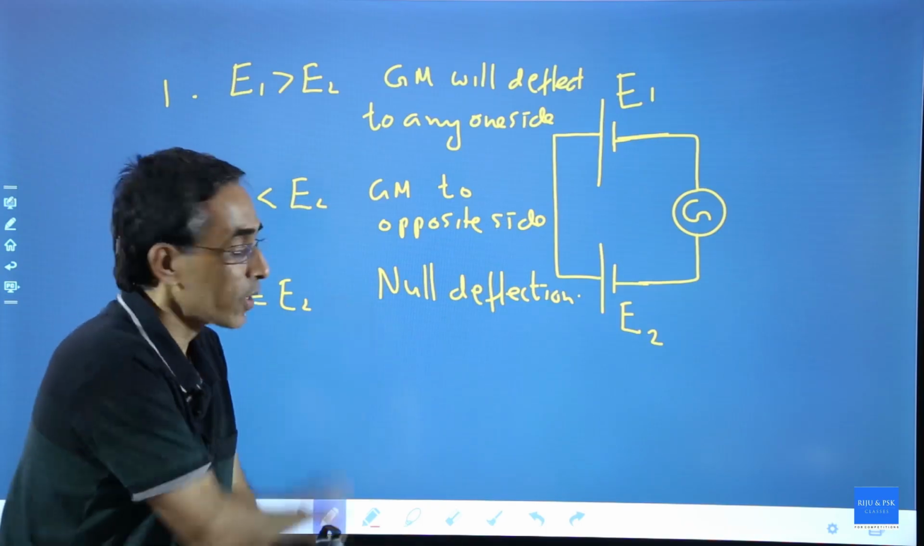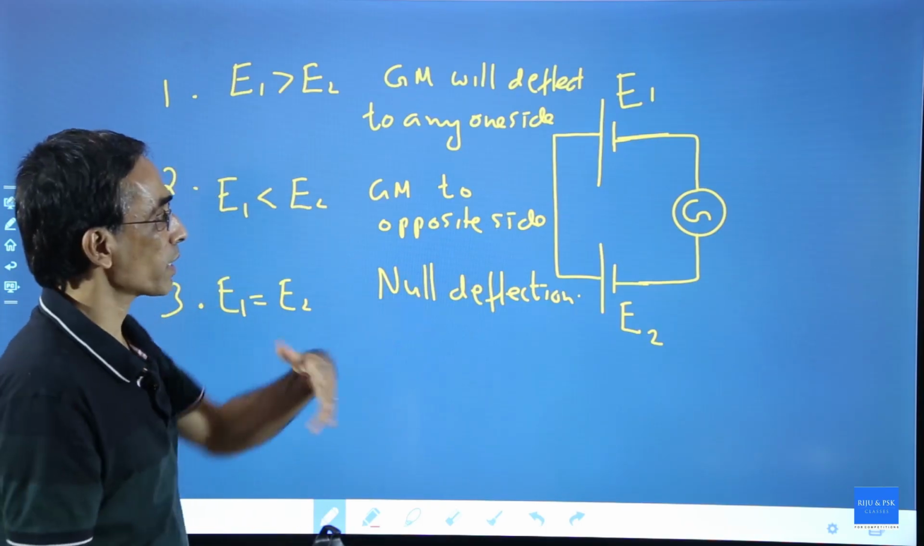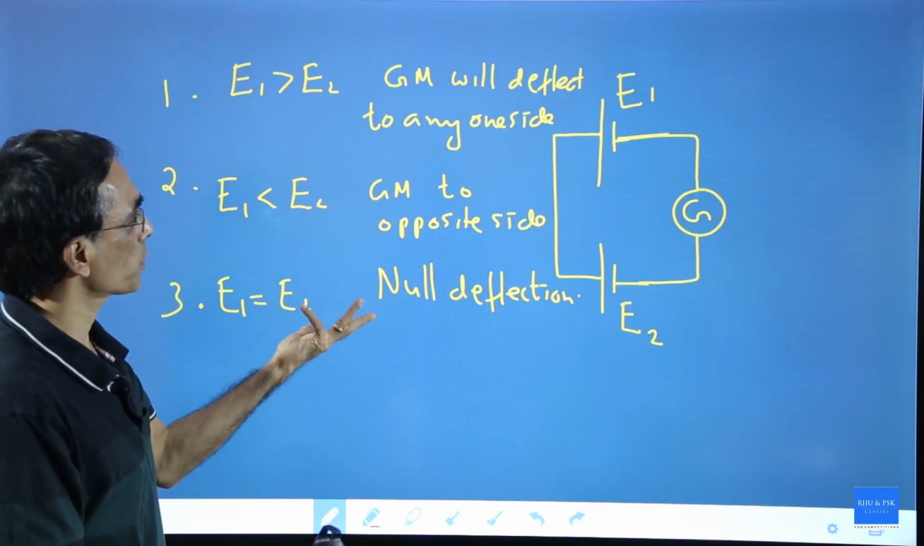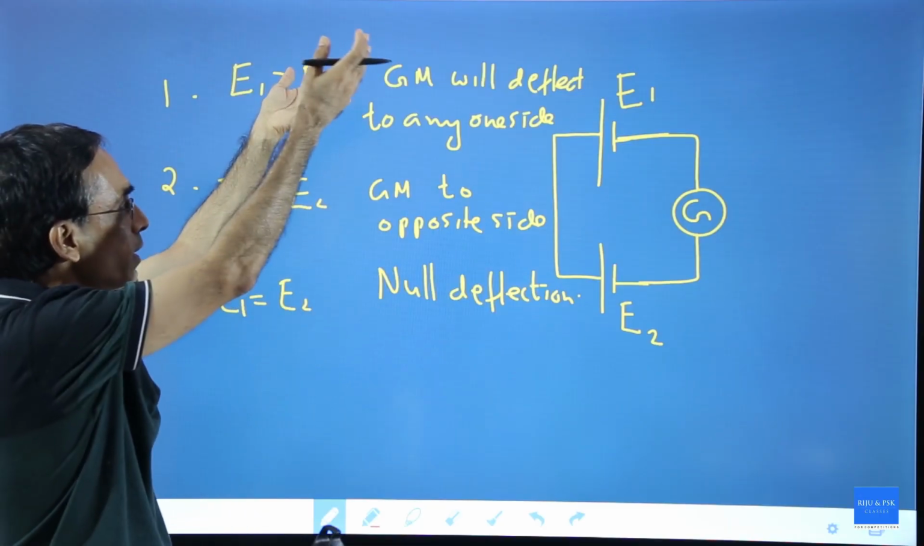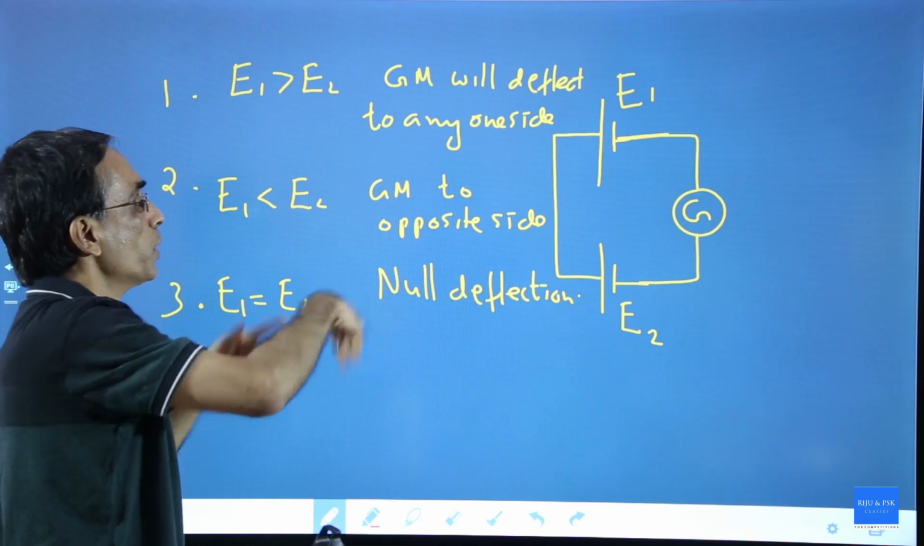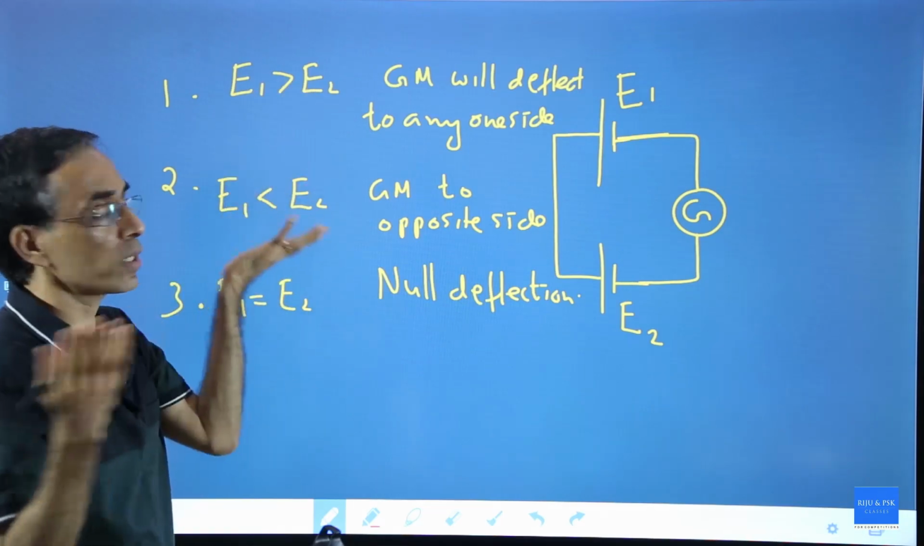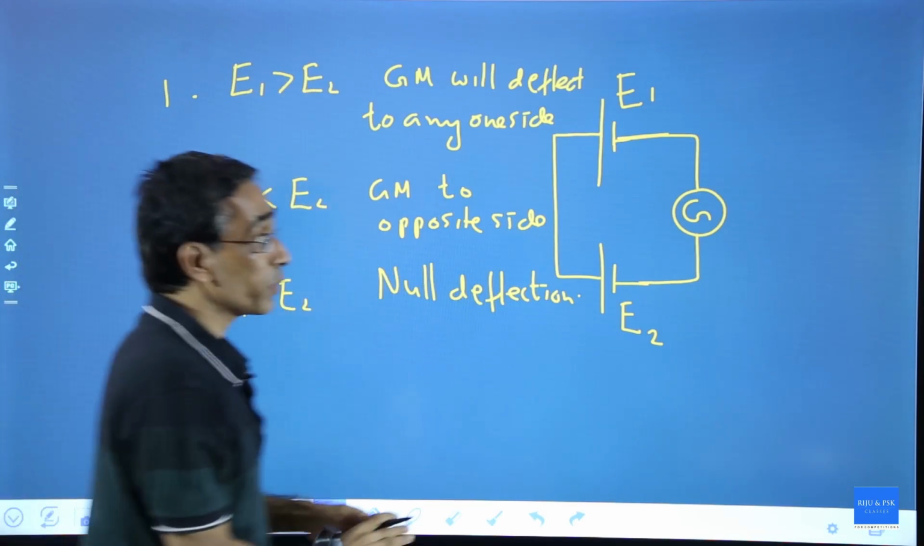Understood? Rewind and study. But there is nothing to study in this. If E1 is greater, that will flow. If E2 is greater, then this will flow. If they are equal, there will be no flow. You don't have to worry about the galvanometer.